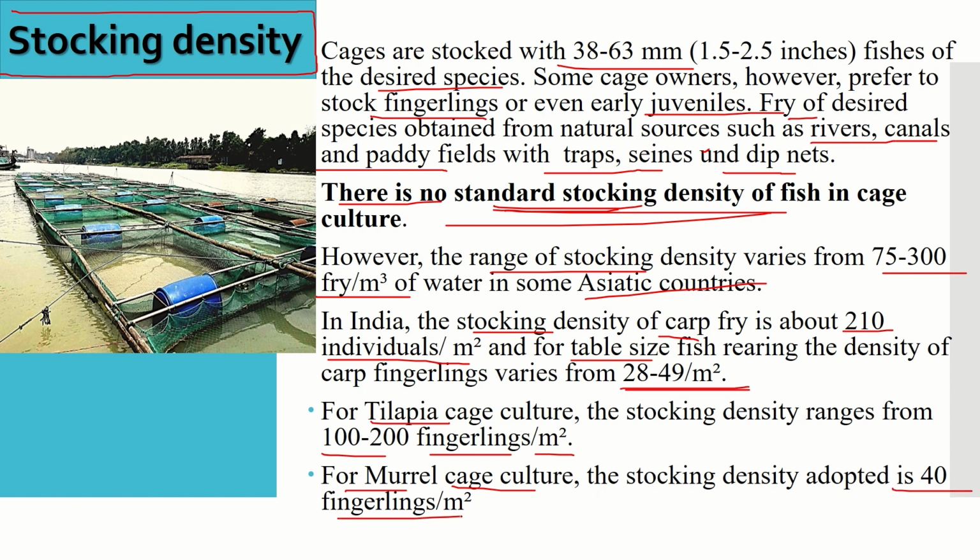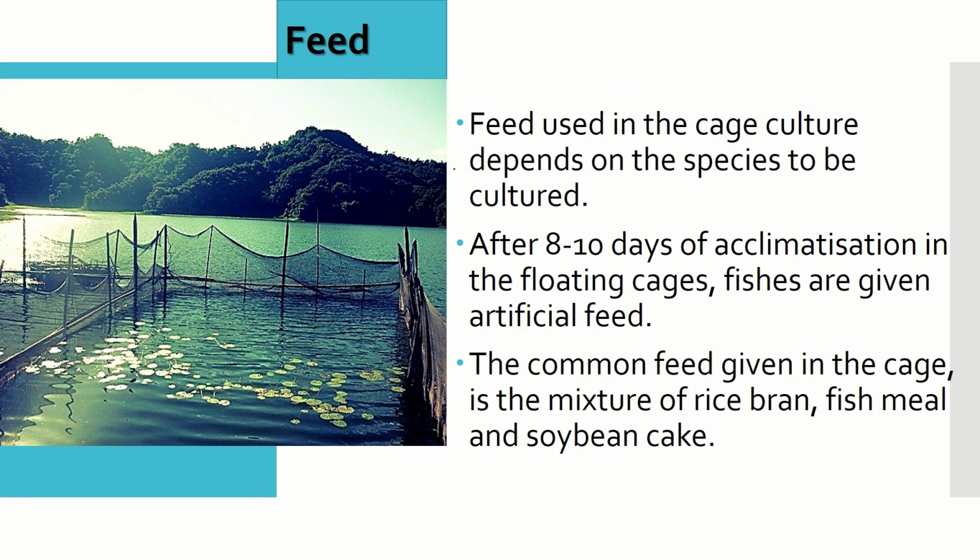Then about the feed. Feed used in the cage culture depends on the species to be cultured. After 8 to 10 days of acclimatization in the floating cages, fishes are given artificial feed. The common feed given in the cage is a mixture of rice bran, fish meal, and soybean cake. Next, about the fish production.